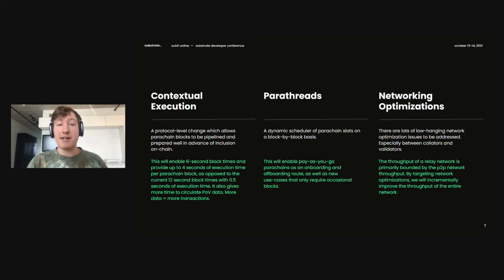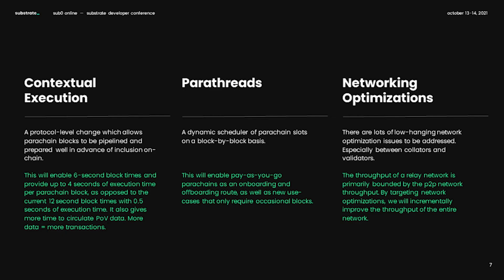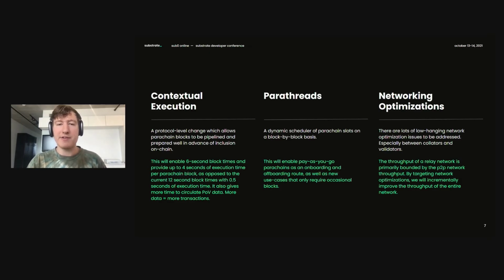Another one of the interesting things that's coming up is parathreads. So that's a dynamic scheduler of parachain slots on a block by block basis. Well, what does that mean? Well, currently a parachain has dedicated execution time. It's buying via an auction 6 months or 12 months or 24 months of dedicated usage of the system, where I get to make a block all the time whenever I want to. And a parathread is more of a pay-as-you-go model.